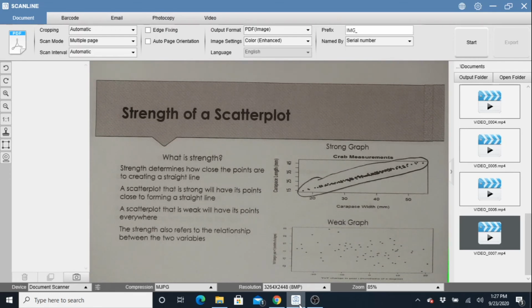Strength also refers to the relationship between the two variables. So if they have a strong relationship, then they have a pretty good relationship between the two. Basically, one could affect the other pretty well. It doesn't necessarily have to be that way. We'll talk about that with causation and correlation. But the stronger it is, the more evident that it has a chance of one causing the other to occur.